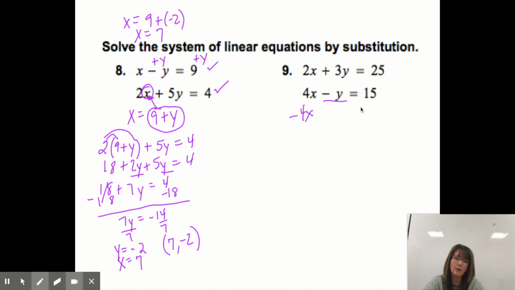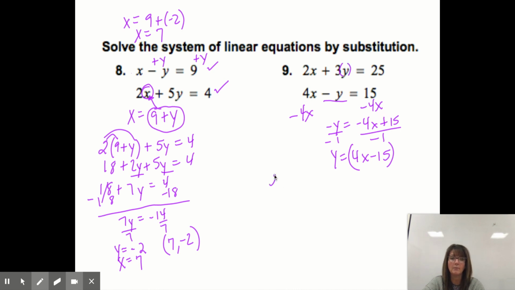So we're going to subtract the 4x from both sides. So -y is equal to -4x plus 15, and then dividing by a -1, y is equal to 4x minus 15. We now have what we're going to substitute so that we can multiply by 3. So 2x plus 3 times (4x minus 15) is equal to 25. And then use the distributive property: 2x plus 12x minus 3 times 15, which is 45, is equal to 25.